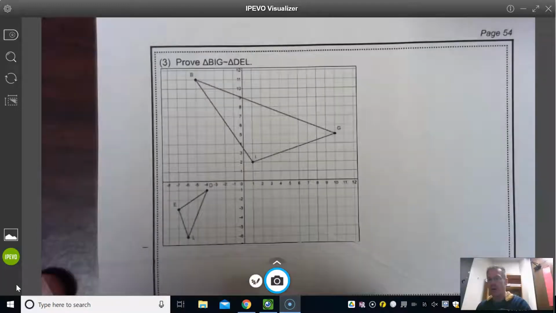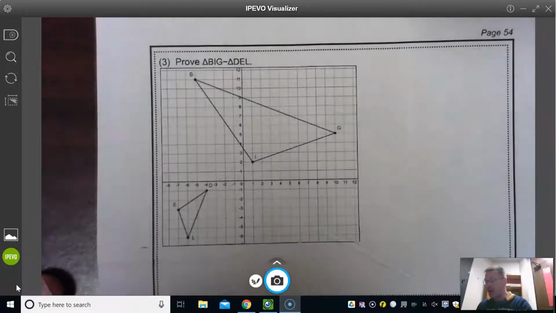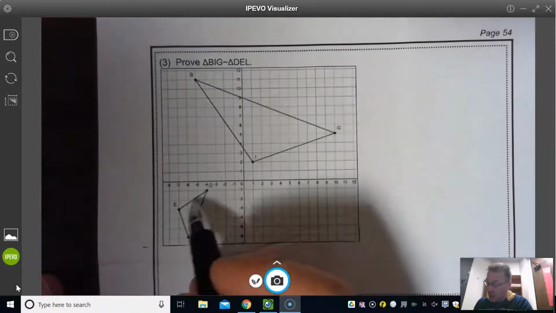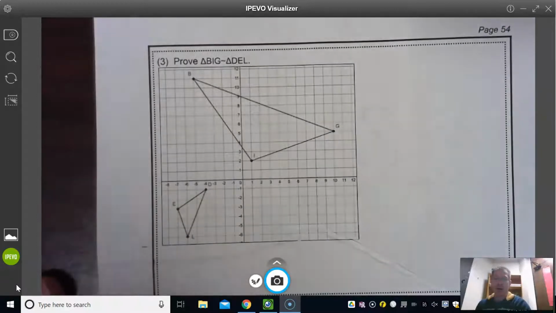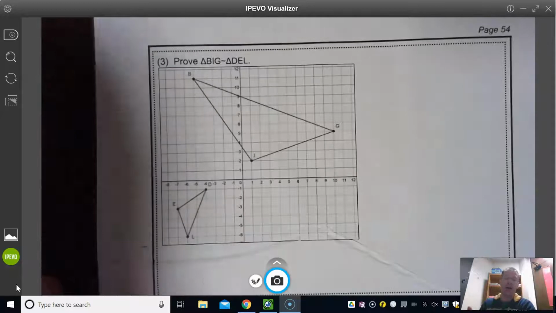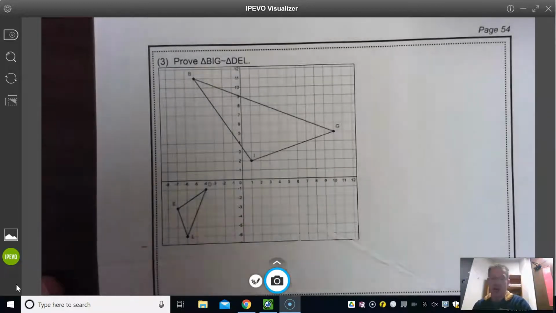We don't have vertical angles, right? And these lines don't, to me, look perpendicular. That doesn't look like a right angle. It looks a little bit obtuse to me. So it looks like we're going to have to use side lengths and SSS to prove that these triangles are similar.